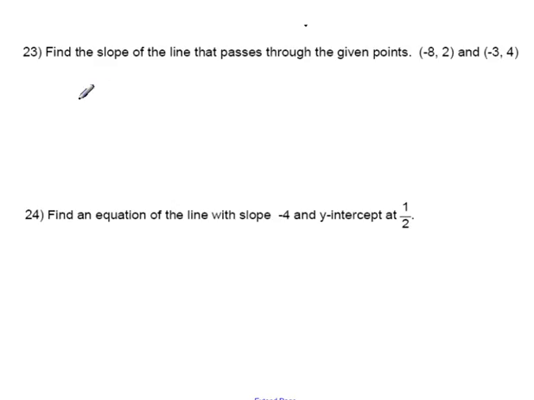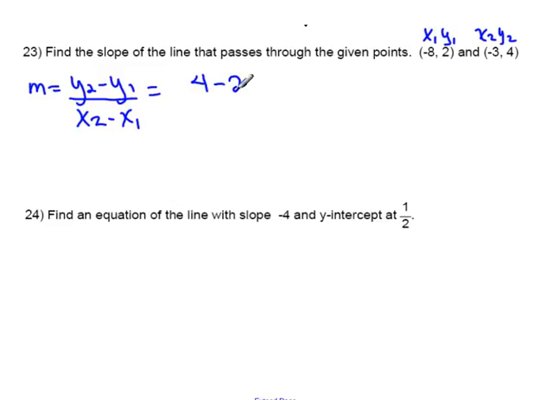Problem 23. Find the slope of the line that passes through the given points. Here we would want to go ahead and use the slope formula, which is y2 minus y1 over x2 minus x1. So once again, I'll label the first point as x1, y1 and the second point as x2, y2, and just substitute in and follow the order of operations. So that's going to be 4 minus 2, y2 minus y1, divided by negative 3 minus negative 8, x2 minus x1. And now just do the math.